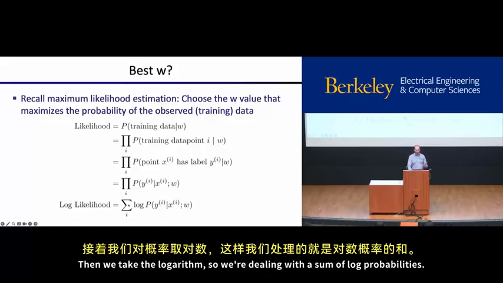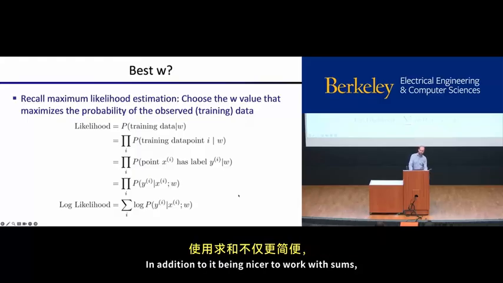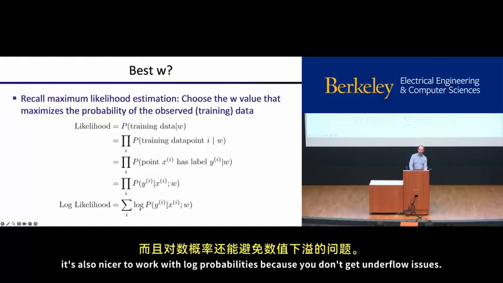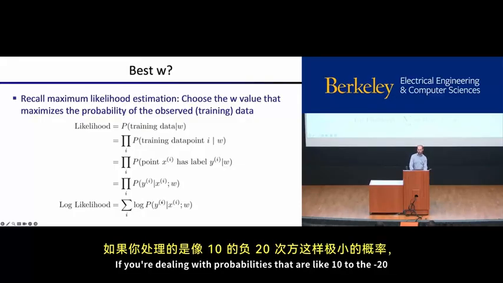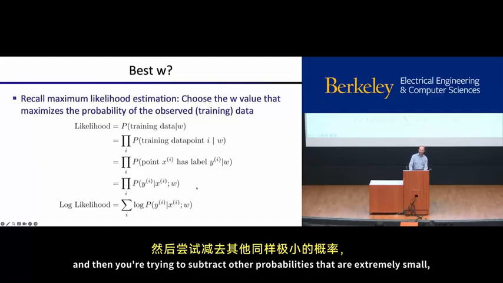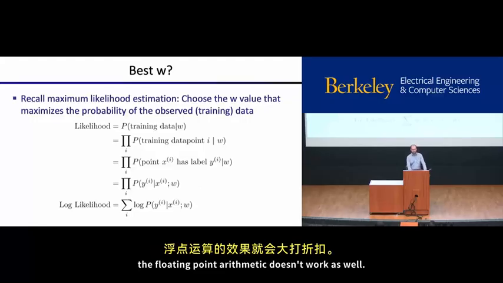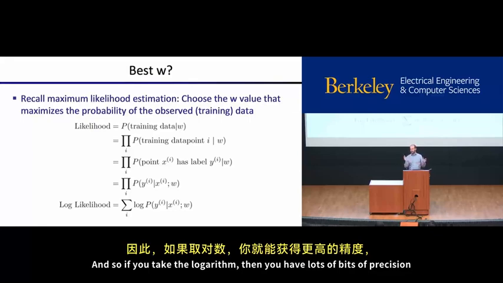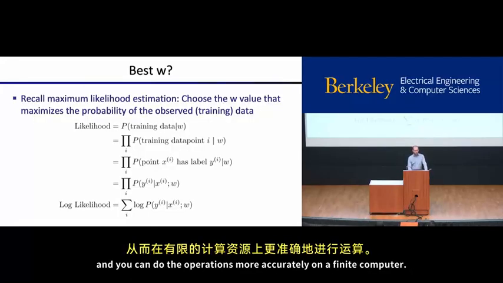Then we take the logarithm, so we're dealing with a sum of log probabilities. In addition to it being nicer to work with sums, it's also nicer to work with log probabilities because you don't get underflow issues. If you're dealing with probabilities that are like 10 to the negative 20, and then you're trying to subtract other probabilities that are extremely small, the floating point arithmetic doesn't work as well. And so if you take the logarithm, then you have lots of bits of precision, and you can do the operations more accurately on a finite computer.